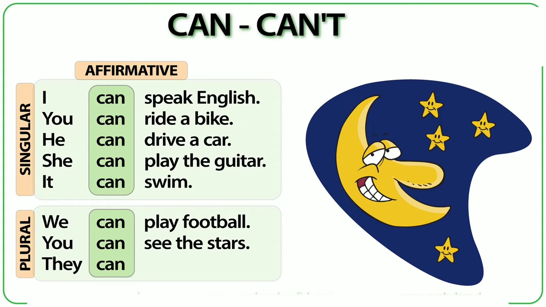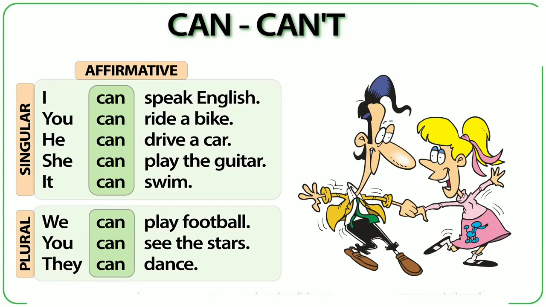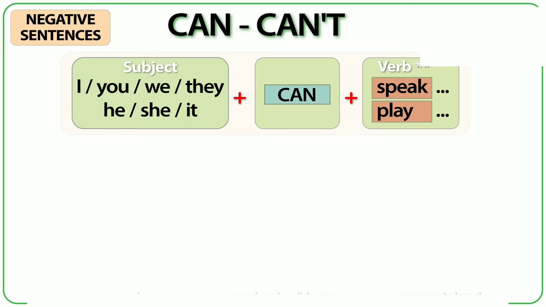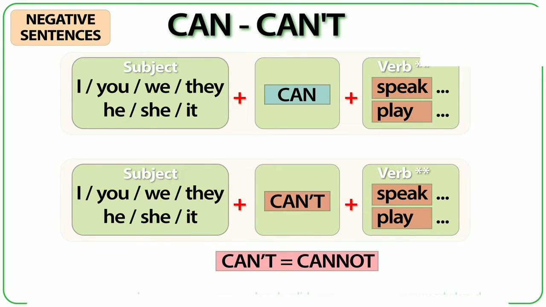You can see the stars at night. They can dance. So, for positive or affirmative sentences in English, we use the subject plus can plus the verb. How can we make negative sentences? It is easy. We use can't instead of can.